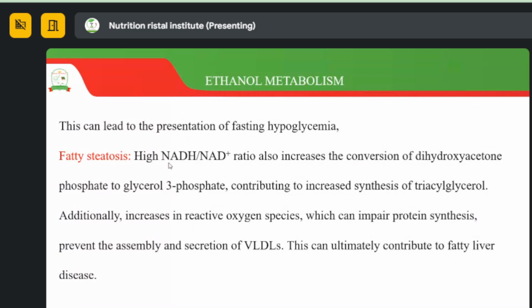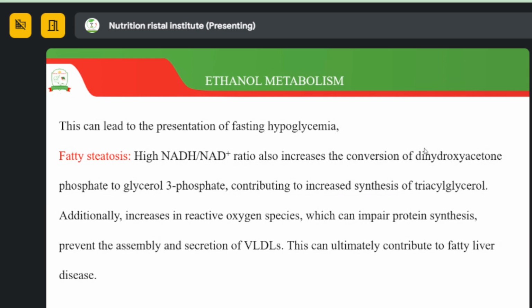And another effect under another condition is fatty steatosis. Steatosis is a condition where you have fat in your stool or in your waste. I can simply say feces. So you have a high reduced NAD to oxidized NAD ratio right here. This high ratio can also increase conversion of dihydroxyacetone phosphate to glycerol 3 phosphate. That we can remember the process. Dihydroxyacetone phosphate is an intermediate in glycolysis, and this contributes to increased synthesis of triacylglycerols. These are fats. So once these fats are synthesized in your body, you end up producing a lot of them, and you just release them in your stool or feces.